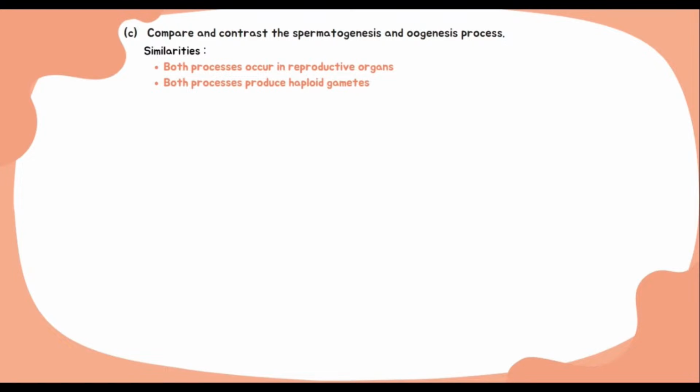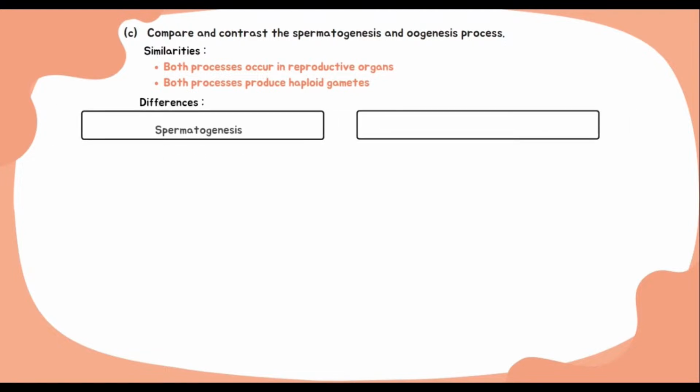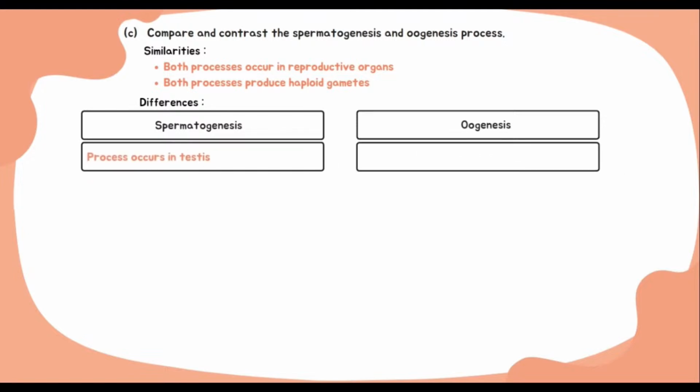Now, let us go to differences. How to write down the differences? When you write down the differences, you need to differentiate them category by category. For example, we have the spermatogenesis process, we have the oogenesis process. So how do you write it down in an essay? For example, spermatogenesis process occurs in testes while oogenesis process occurs in ovary. Full stop. That is how you write it in a sentence.